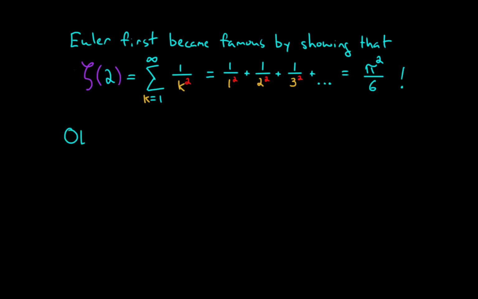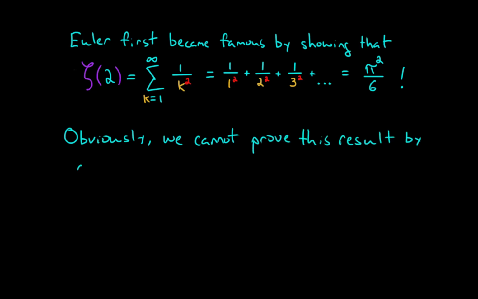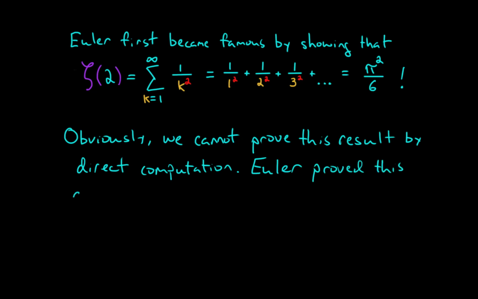Some of you may also notice that it's pi squared multiplying 1 over 6, which is a Bernoulli number. We'll talk about that another time. At any rate, we obviously can't prove this result by direct computation. We saw how slowly zeta of 2 converges. Euler proved this result through other means, which I'll talk about in another video for another time.